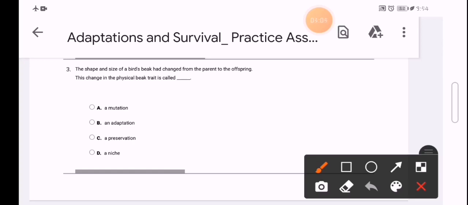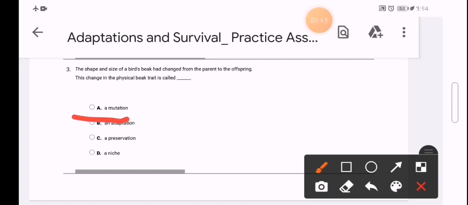Now we have mutation, adaptation, preservation, and niche. Preservation, to save the things as it is, so it will be no. Niche here means to be specialized or to be something for specialization, so it will also be no. Mutation and adaptation. We will choose mutation because it's something more specific here to the change in the shape and size of the bird's beak.